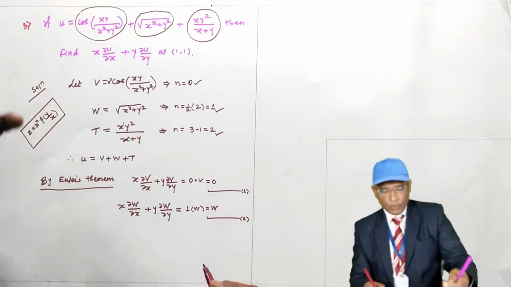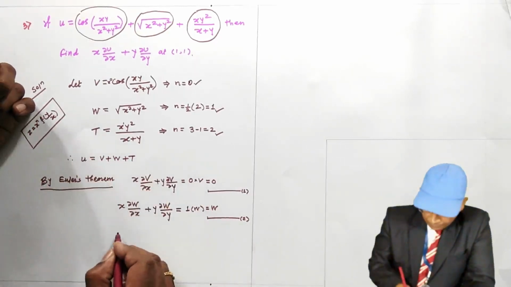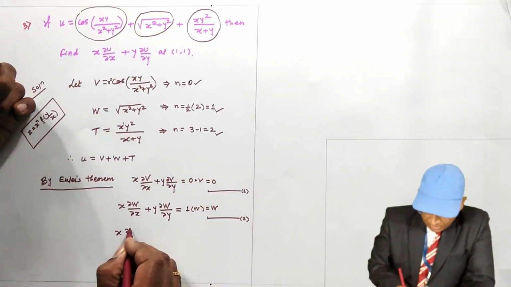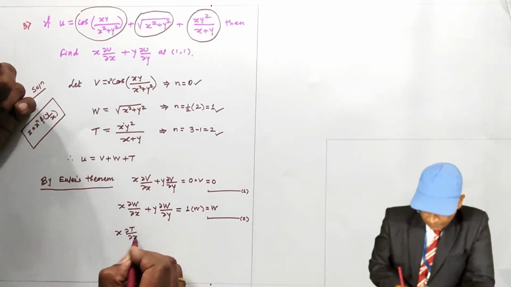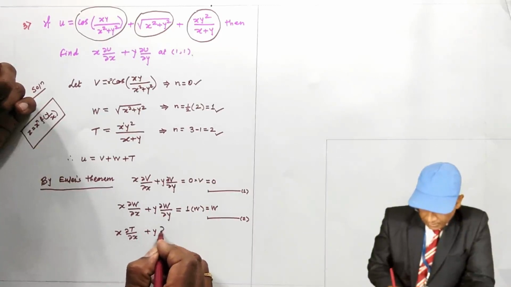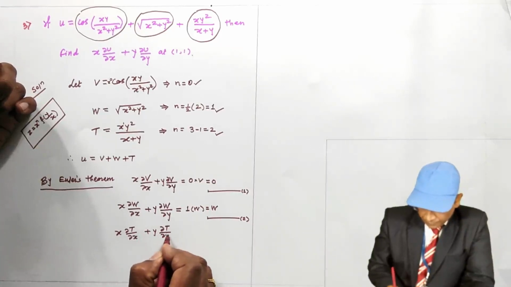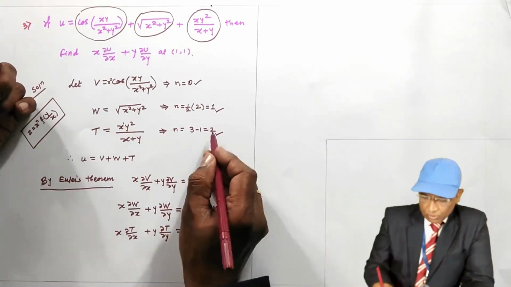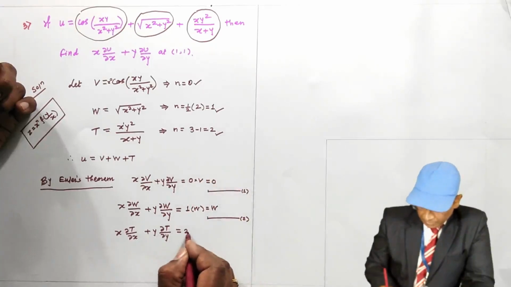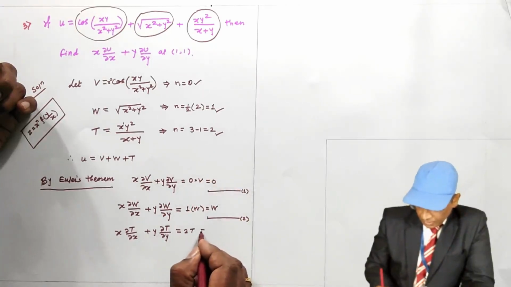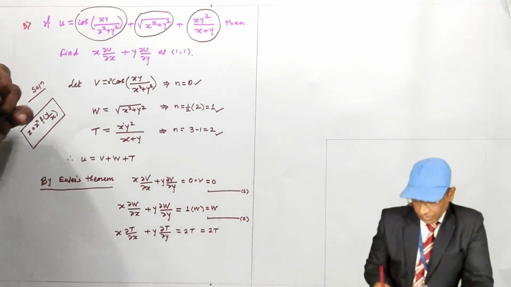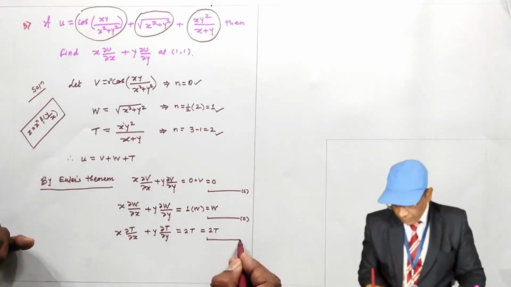Now for T, I am writing Euler's theorem: X del T by del X plus Y del T by del Y is equal to 2 multiplied by N multiplied by T, which is 2T. Okay, this is our equation 3.